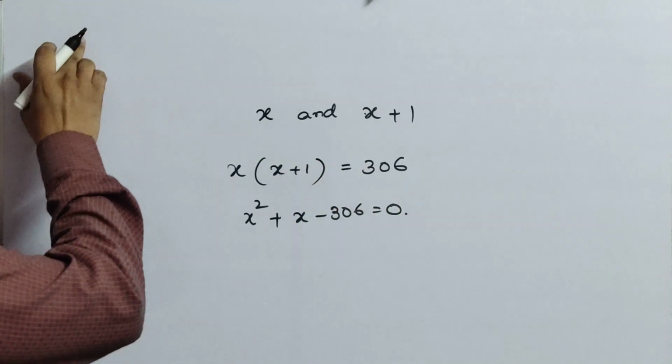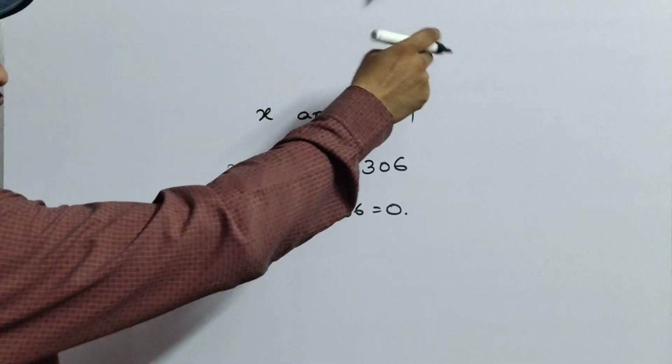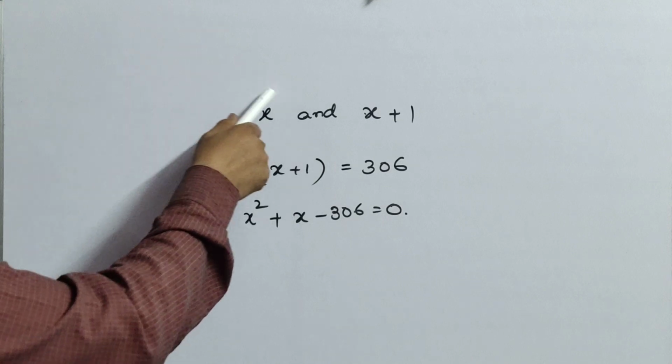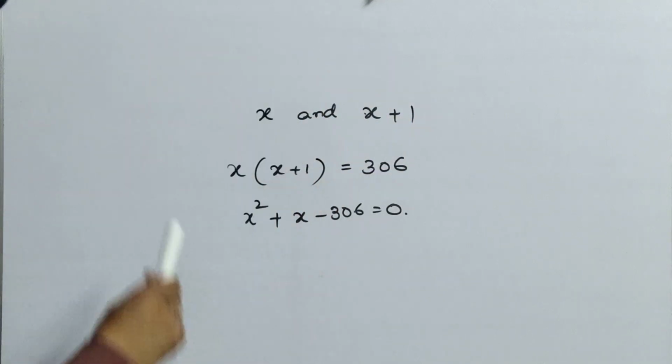Almost all I explained on the sum. Simply we have to write, let the two consecutive positive integers be x and x plus 1. The product of two consecutive integers is 306, according to the problem. Okay? Is it clear? Now, go for the third question.